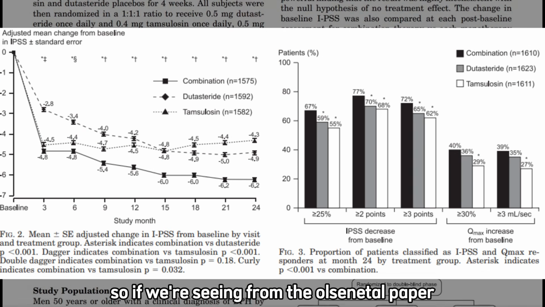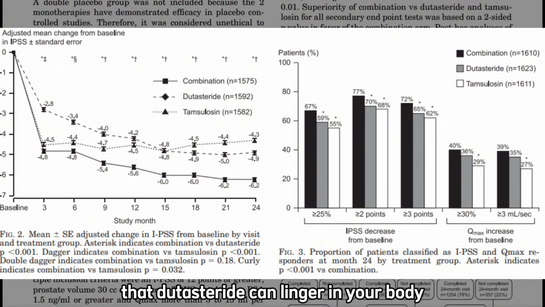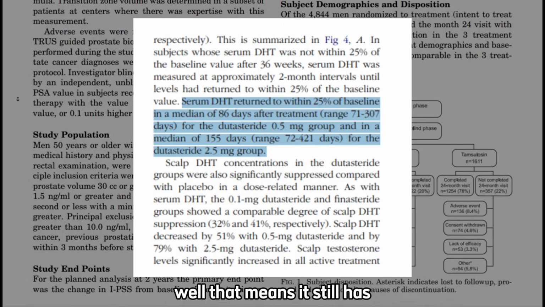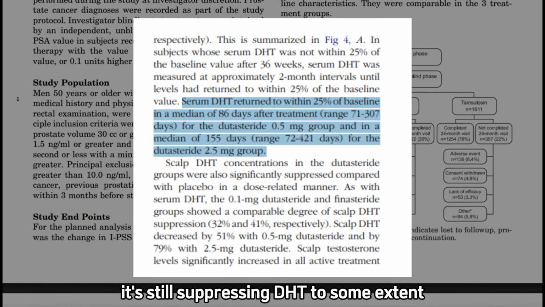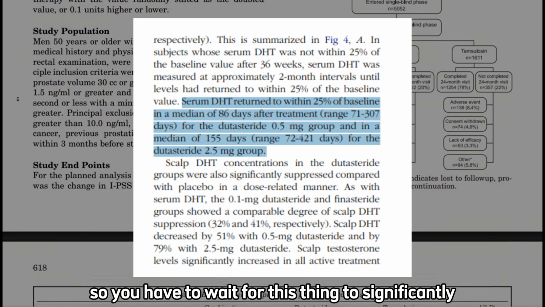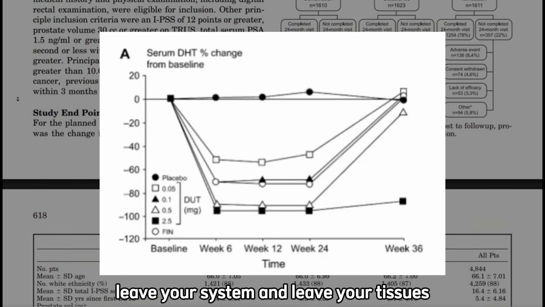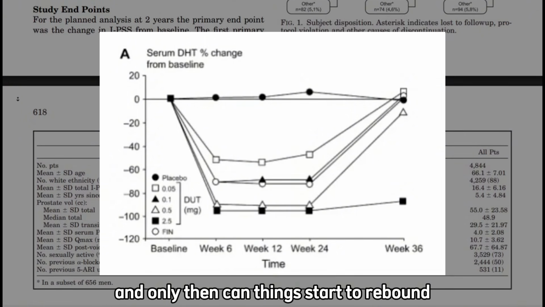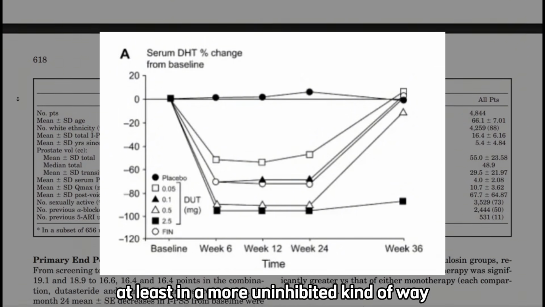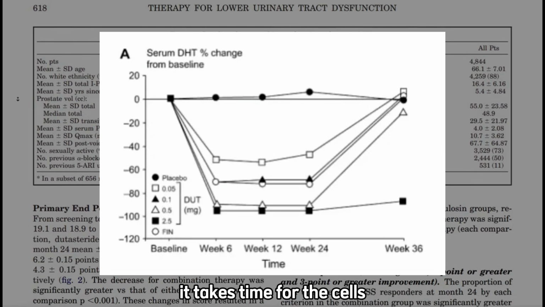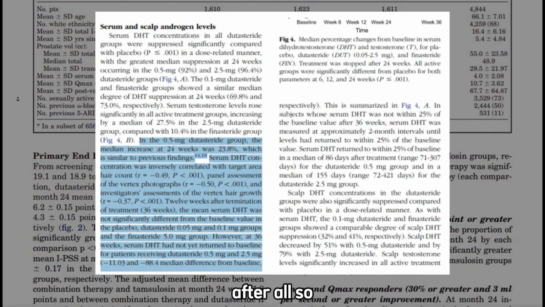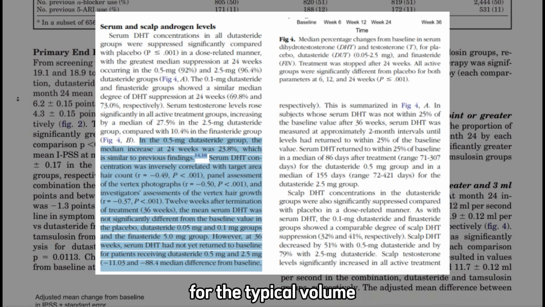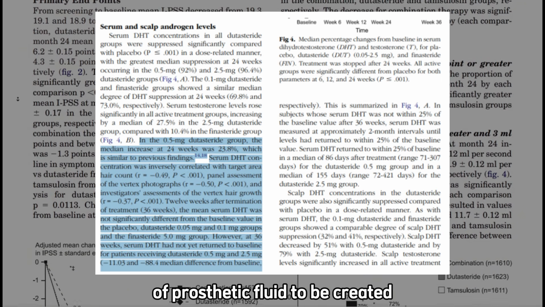So if we're seeing from the Olsen et al. paper that dutasteride can linger in your body for 6 months after discontinuation, well, that means it still has effects on your body. It's still suppressing DHT to some extent. So you have to wait for this thing to significantly leave your system and leave your tissues for things to rebound. And only then can things start to rebound, at least in a more uninhibited kind of way. It takes time for the cells in any tissue to divide and grow after all. So that means it takes time for the prostate to return to its normal size and thus for the typical volume of prostatic fluid to be created.